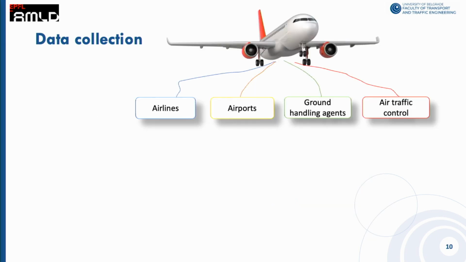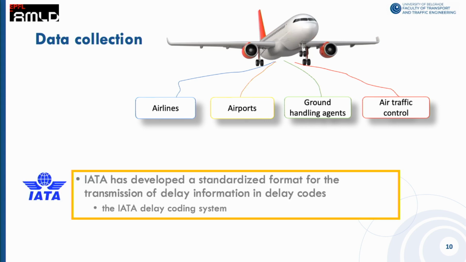So to be able to predict delay, we need data. Data are, let's say, some kind of gold these days, but it is also important that this data can be reusable. To be reusable, we need some standards. Therefore, IATA has developed a standardized format for the transmission of delay information and delay codes, and all stakeholders in aviation use the IATA delay coding system to have a unique database and to be able to use this data for predicting delays.